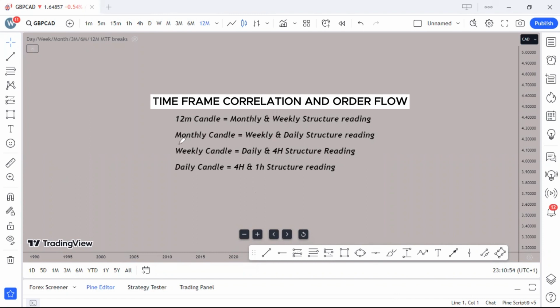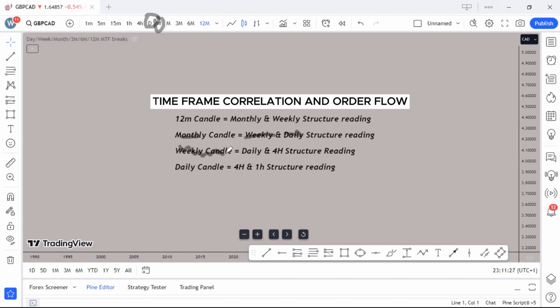Now for monthly continuity, every month one candle. This is the monthly candle. What do we use to read just that one candle in a month? It is the weekly and daily time frame. That is why you read the market structure for monthly.